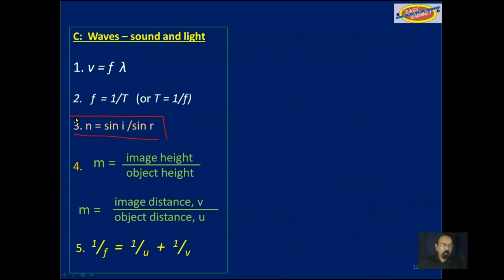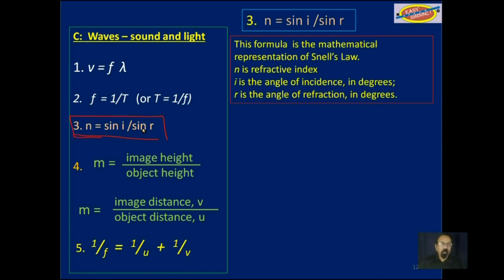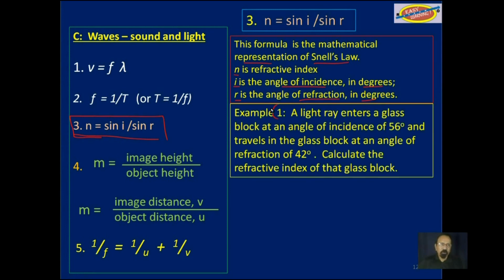We are at formula 3. N is equal to sine I over sine R. That is to say, N is the ratio of sine I to sine R. In this formula, we have a representation of Snell's law. N is the refractive index, I is the angle of incidence in degrees, and R is the angle of refraction in degrees. So let's look at our first example for formula 3.